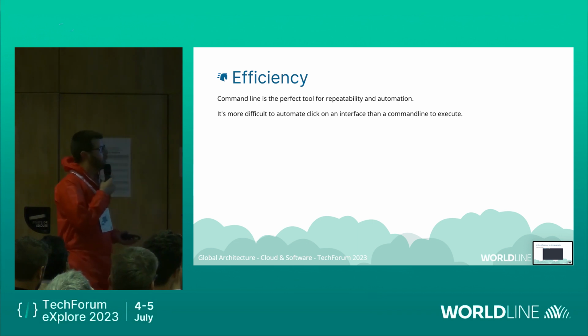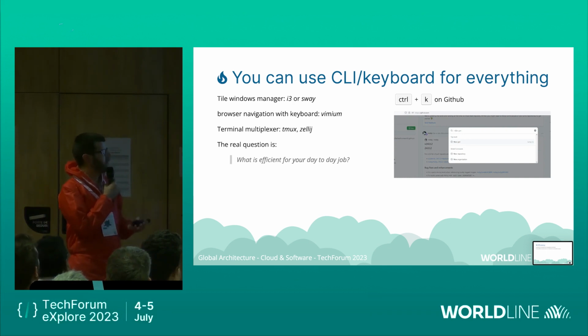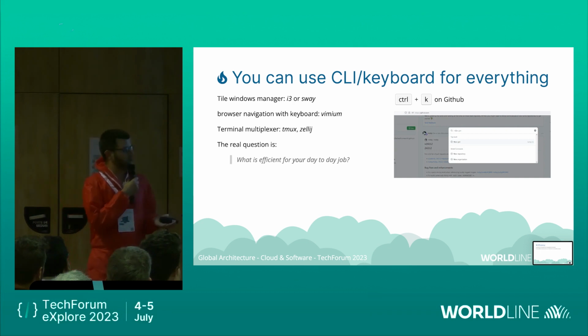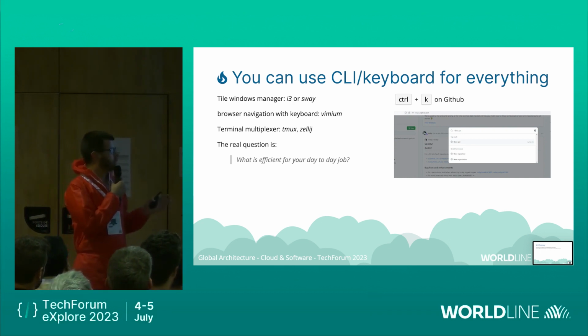Last point, you have a lot of ways to use the keyboard. For example, you can use keyboard with tiling window managers, like i3, Sway, things like that, in order to switch your windows to another screen. You can use keyboard inside your browser in order to navigate without the mouse. You can also use terminal multiplexers like Tmux, Zellij, and so on. And when you are logged in GitHub, when you press Ctrl plus K, you can create a new gist, new repository, new organization, and so on.